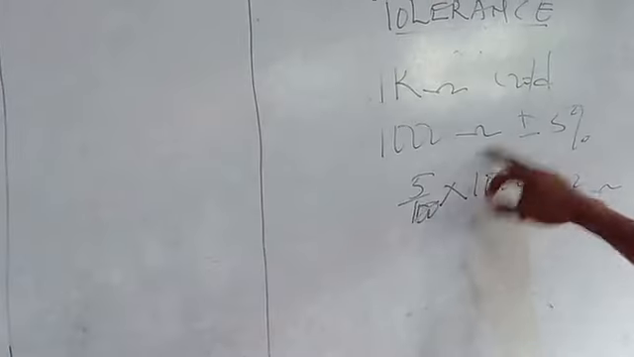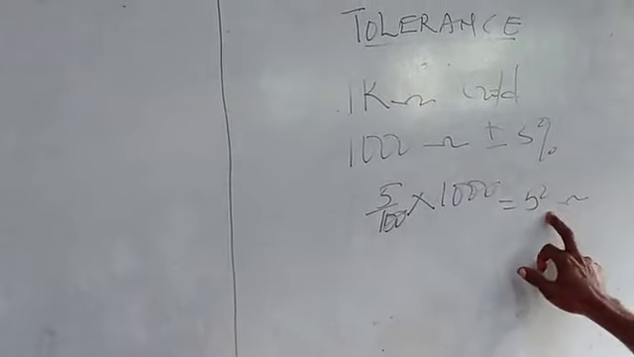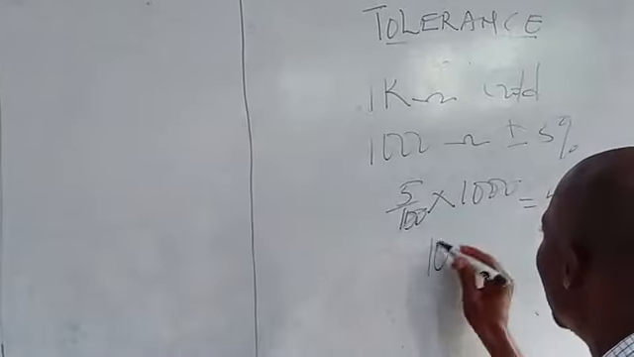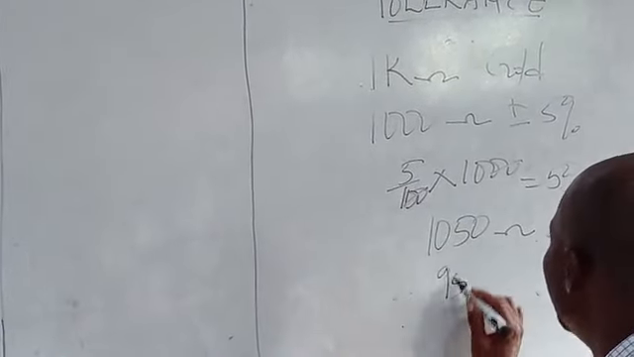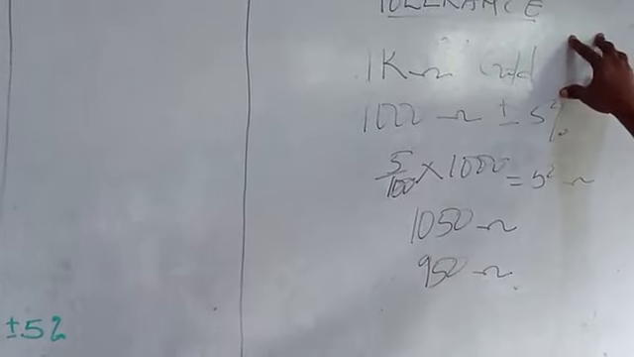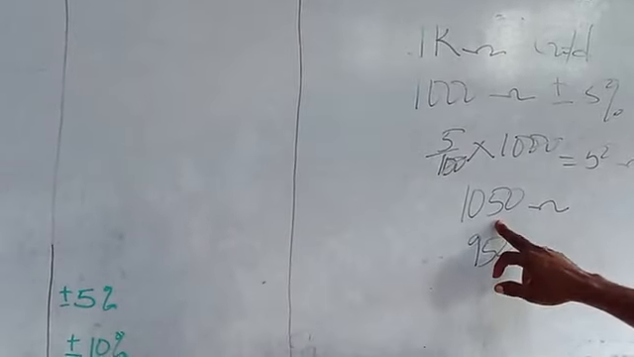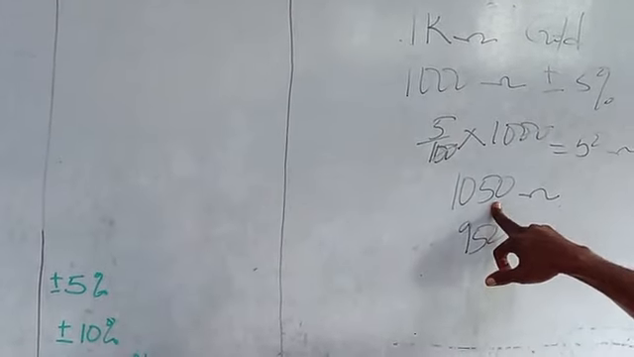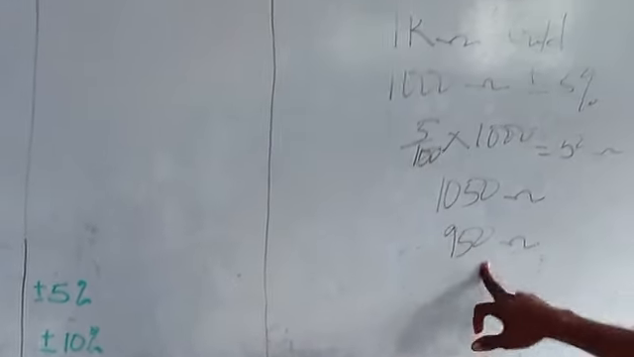It means for a 1,000 ohm resistor, the 5% of 1,000 is what? 50 ohms. So when we add 50 ohms to 1,000, it gives us 1,050 ohms. When we remove 50 ohms from 1,000, it gives us what? 950 ohms. It means that when you have a 1 kilo ohm resistor with gold as tolerance, we can use it for resistance values up to 1,050. We can also use it for values below, down to 950 ohms.